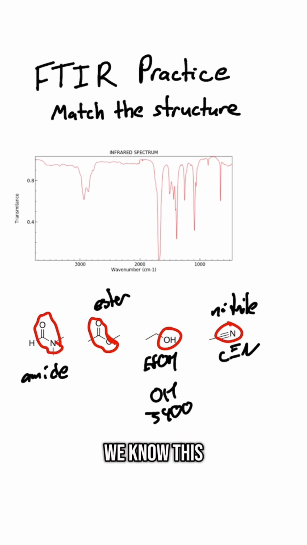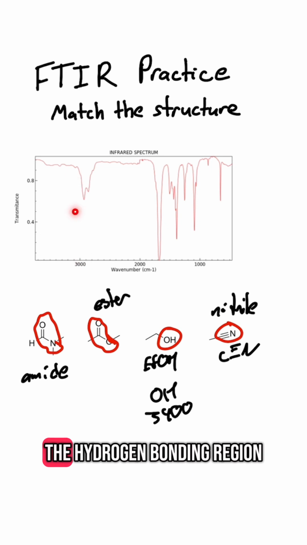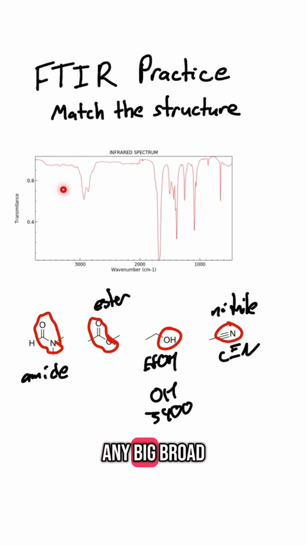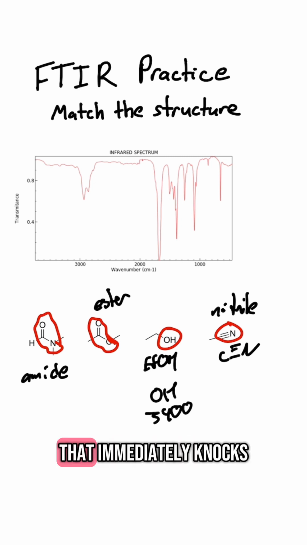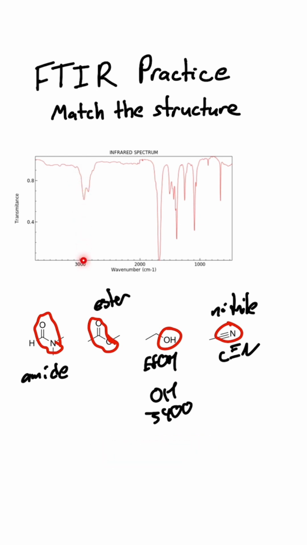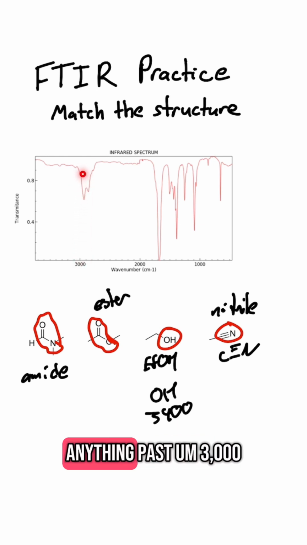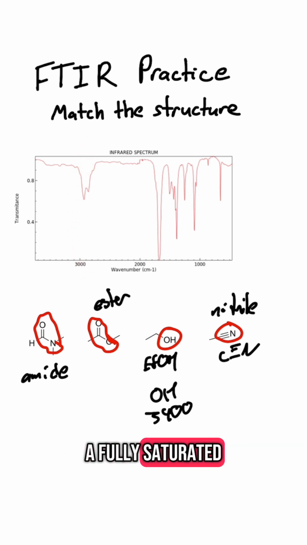So now that we know this, we can go look at the FTIR. And usually I start at the FTIR. So the first thing we see, we look in the hydrogen bonding region. We don't see any big broad shifts here. So we can rule out an OH or an NH. So that immediately knocks out our alcohol. We're coming over. We don't really see anything past 3,000. So we have a fully saturated molecule other than maybe a carbonyl. So that knocks out our nitrile.